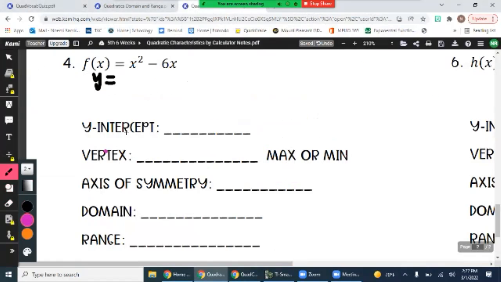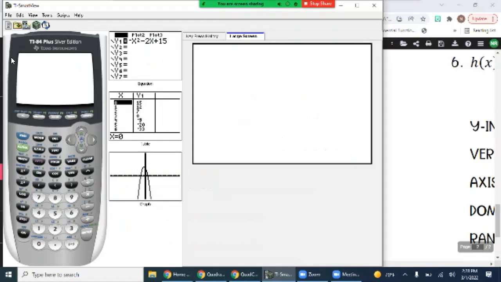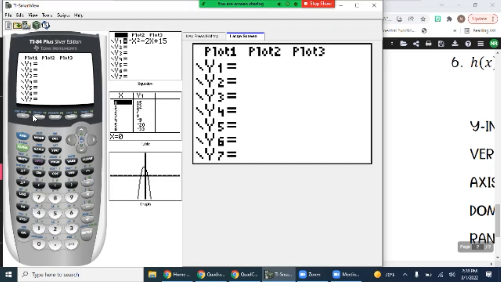So I'm ready to type this into what? Into my y equals, into my calculator. So go to y equals, type in that equation. Mine open. What equation is that? All right, x squared minus 6x. Yes.